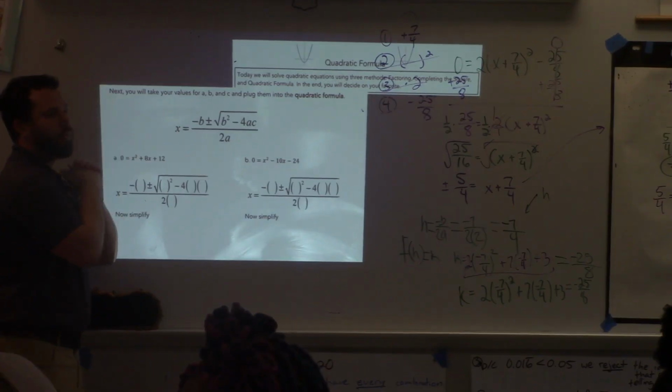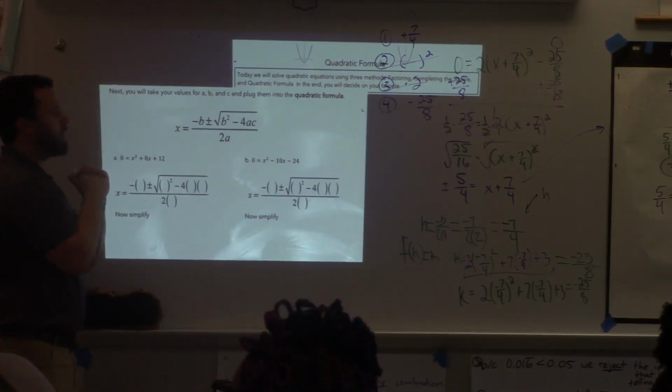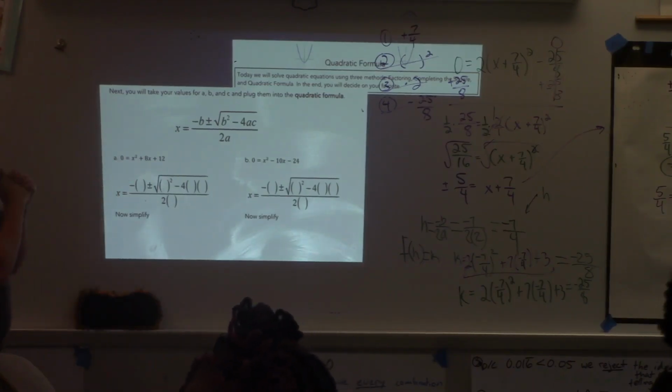Plus or minus what? Square root of b squared minus 4ac, all divided by 2a. Okay? That's the other part I don't like. I don't like the all over. It's not mathematically accurate. Anyways, that's an aside.